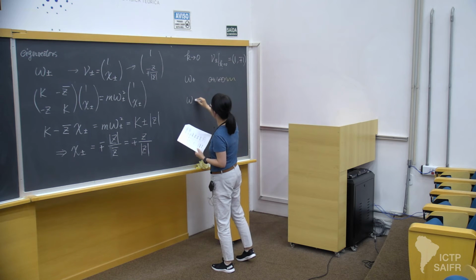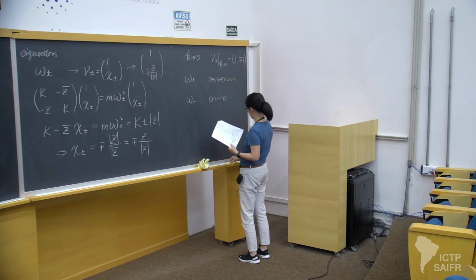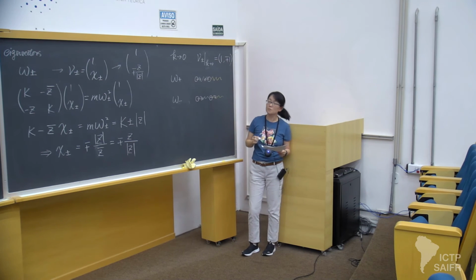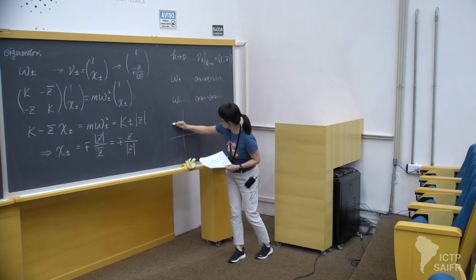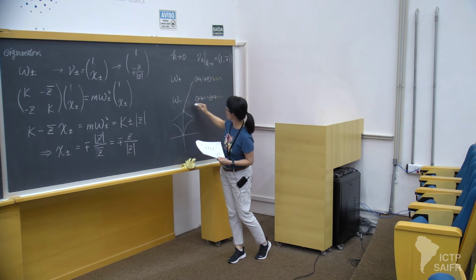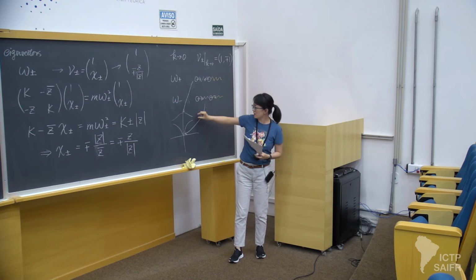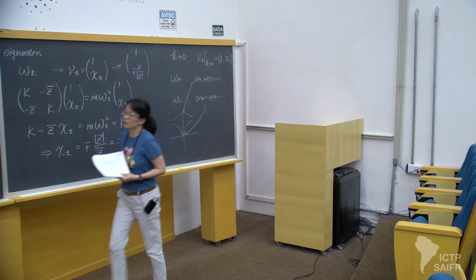And for omega minus, they are moving in the same direction, right? This is these 2 points. This is this point, and this is this point, okay? And now let's see what happens at the edge of the Brillouin zone, okay?